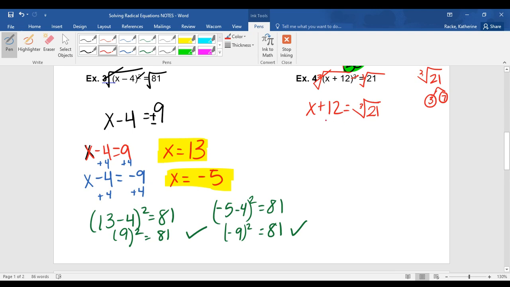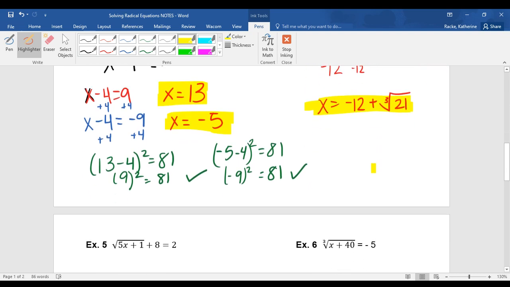So to solve the equation, all I have to do is subtract 12 from both sides, okay? Because there's already the cube root of 21 there, I'm just going to put my negative 12 in front, plus the cube root of 21, and that would be my final answer. X equals negative 12 plus cube root of 21.